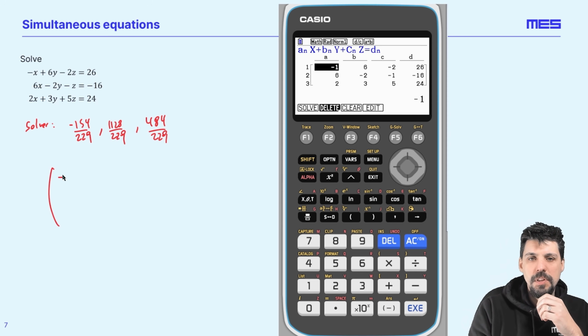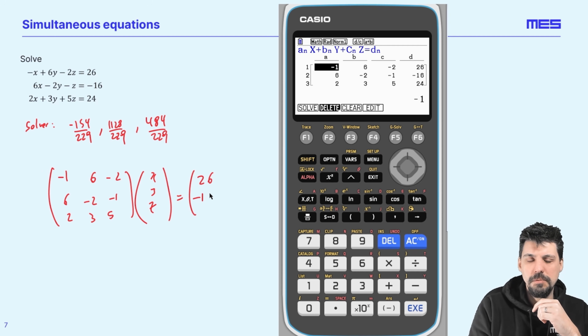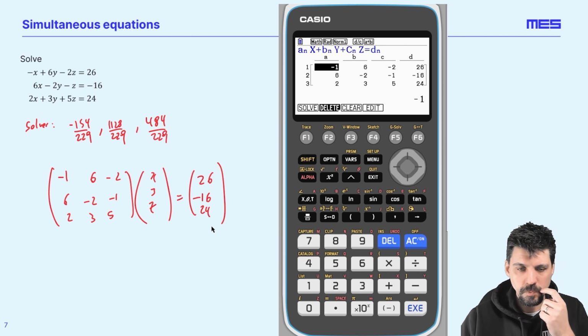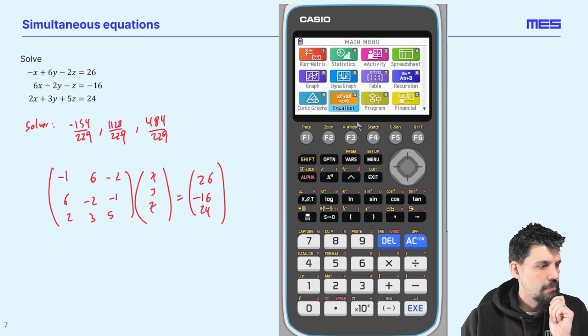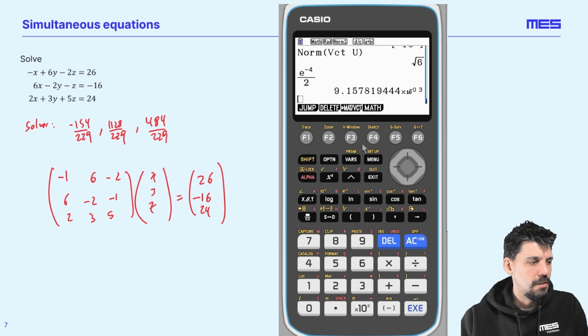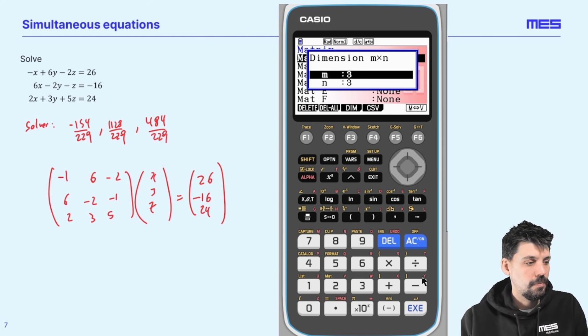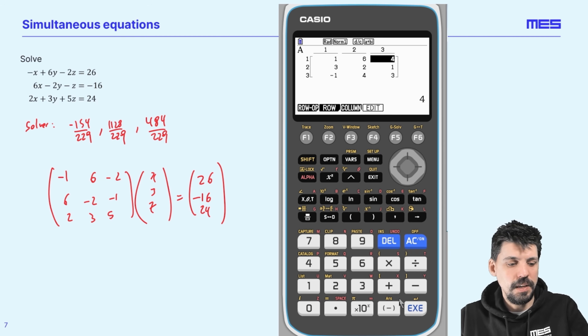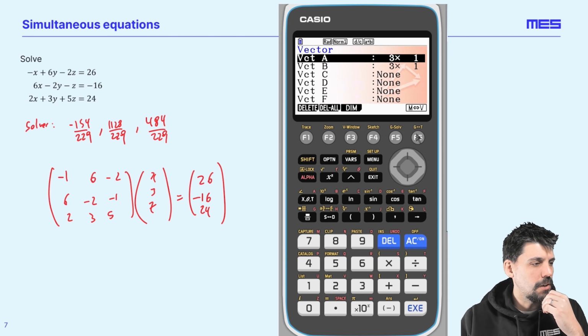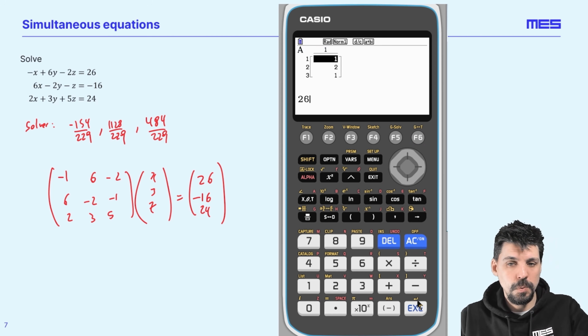Because, of course, we could view this as -1, 6, -2, 6, -2, -1, 2, 3, 5 times by x, y, z is equal to 26, -16, and 24. I want to show you something. So first of all, let's make a new matrix: 1, 6, -2, 6, -2, -1, 2, 3, 5. And we're going to create a vector A, which is 26, -16, 24.